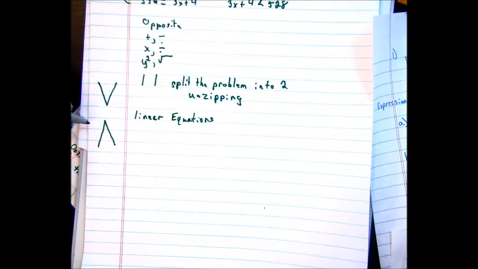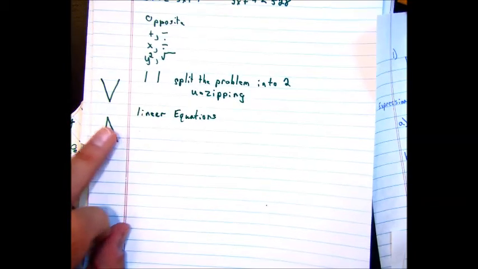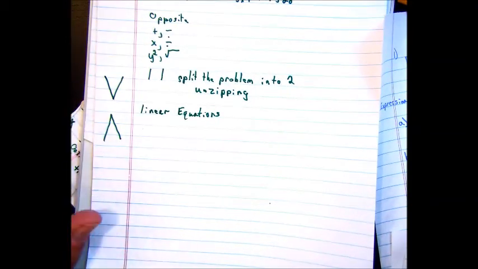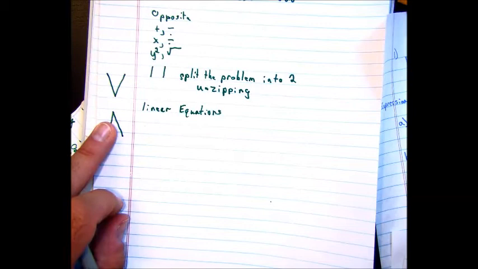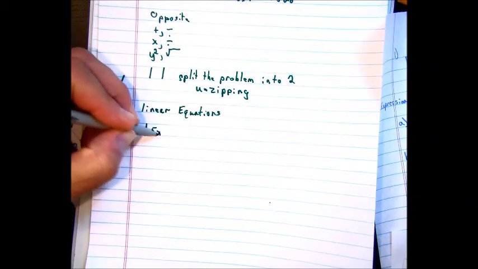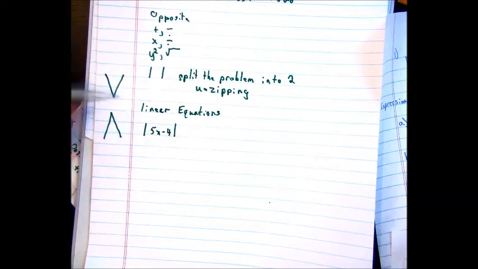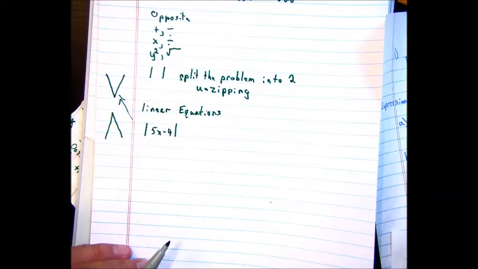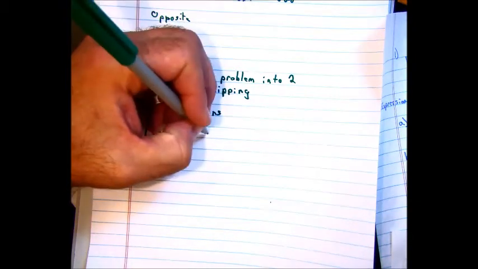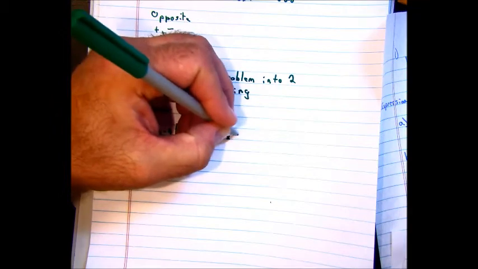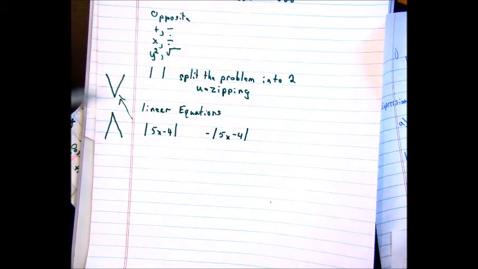If the number in front of x is negative, or excuse me, I apologize, outside the absolute value, then it's this. Okay, so for example, 5x minus 4 would be a positive. It would look like that. And if it said negative outside the absolute value, then it would look like this.